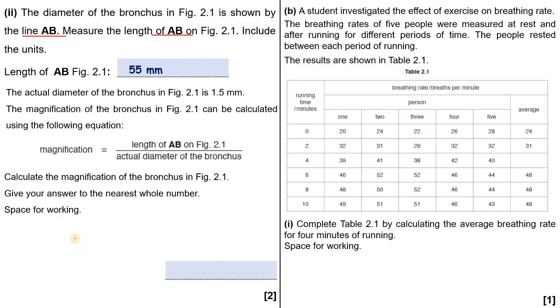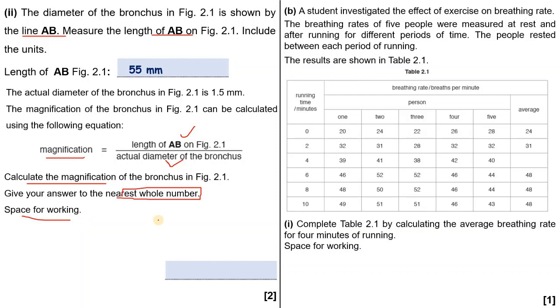The magnification of the bronchus in figure 2.1 can be calculated using the following equation. Magnification is equal to the length of AB divided by the actual diameter of the bronchus. You need to calculate the magnification of the bronchus in figure 2.1. Give your answer to the nearest whole number, and this is the space for working.